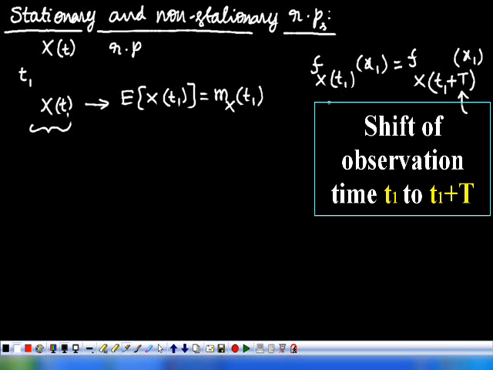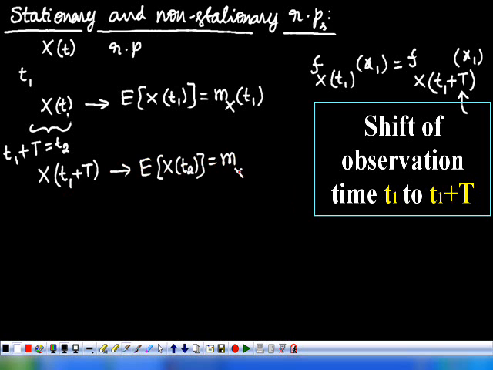First we are observing the random process at t equivalent to t1 and we obtain this. Now, after some delay, at t1 plus t, again observe the random process. Then you will get x of t1 plus t. This can be considered as t2, is it? This is t2, so x of t2. Then the expectation will be the expectation of x of t2, so this is mx of t2.